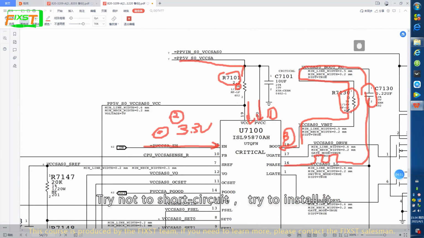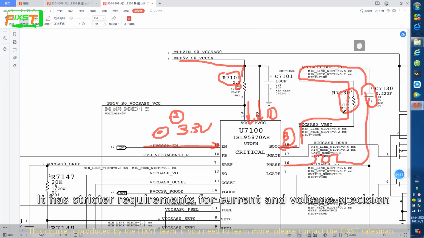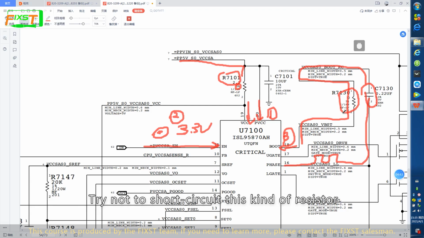Try not to short circuit it, try to install it. Apple MacBook is not our ordinary notebook. It has stricter requirements for current and voltage precision. Try not to short circuit this kind of resistor.